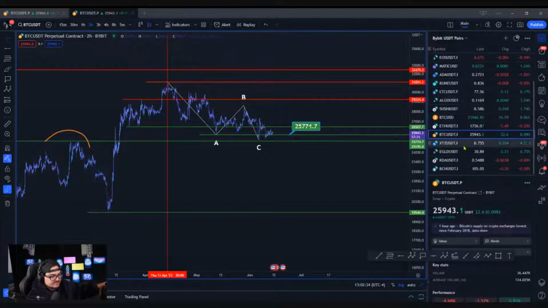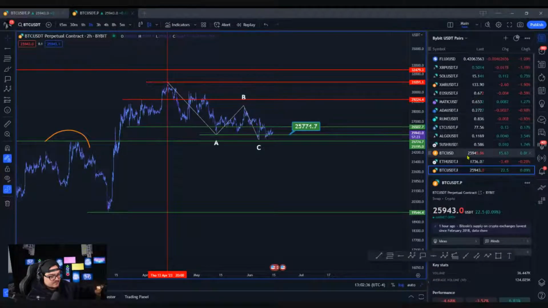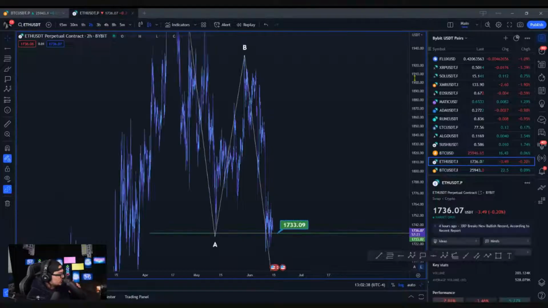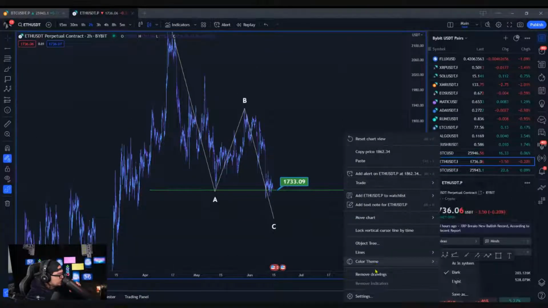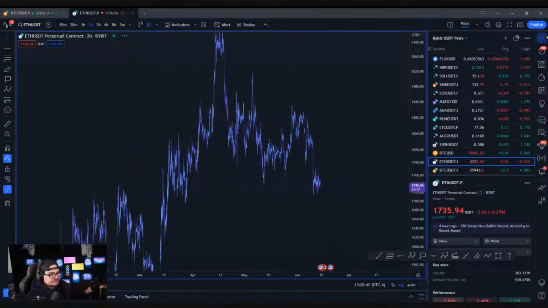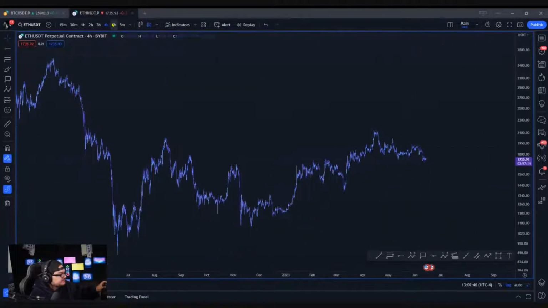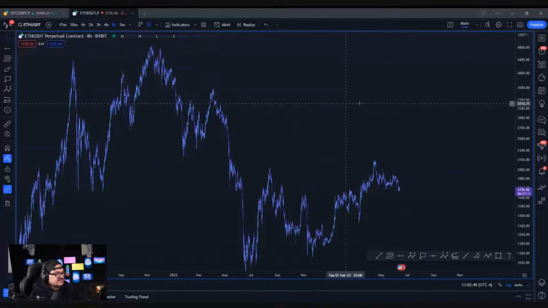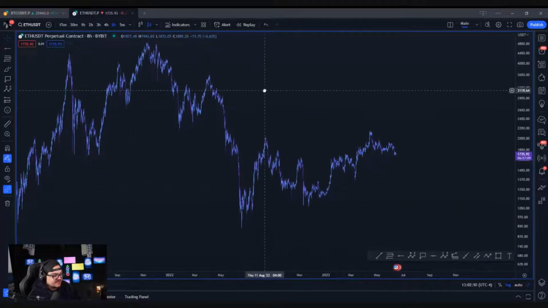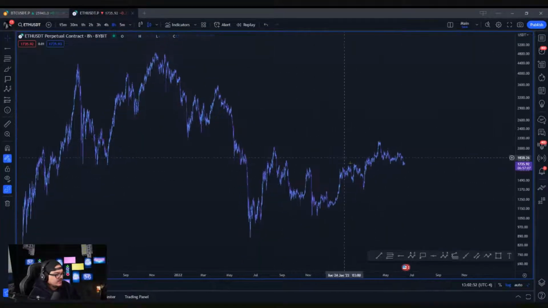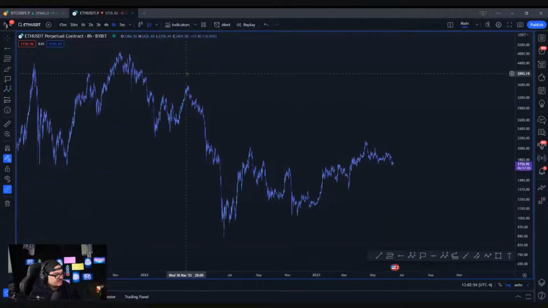Where is Ethereum? Start off on a clean slate. So same sort of idea on Ethereum. I like to start on the macro and work my way in. First things first, starting from the top.